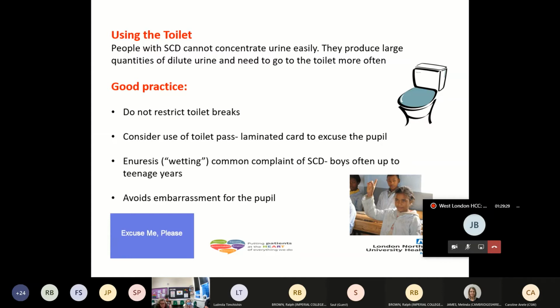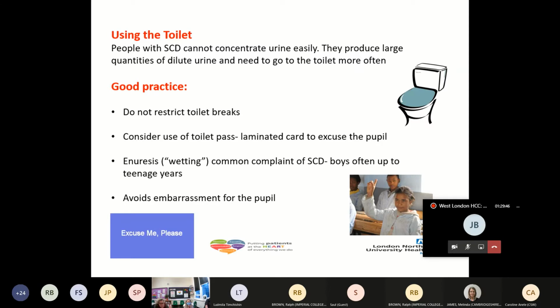Good practice would be to consider using a toilet pass. So lots of schools have devised a laminated card that just has the child's name on and their medical condition, that just allows them to perhaps raise that card, so staff know that the child needs to be excused.